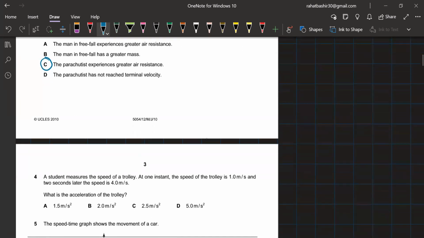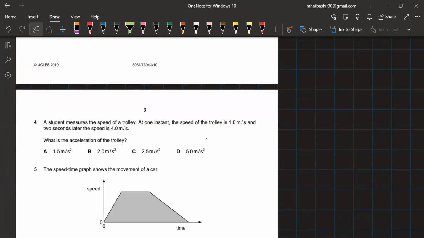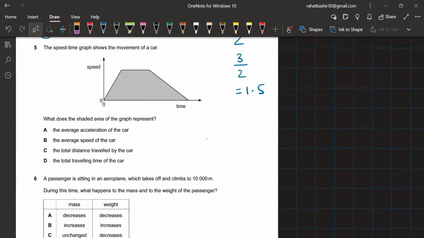Question number 4. A student measures the speed of a trolley. At one instant, the speed of the trolley is 1 meter per second, and 2 seconds later, the speed is 4 meters per second. What is the acceleration of the trolley? So we use the formula of acceleration, which is final speed minus initial speed upon time. So final speed is 4, initial is 1, time is 2 seconds. So it becomes 3 upon 2, which is 1.5. The answer is A.